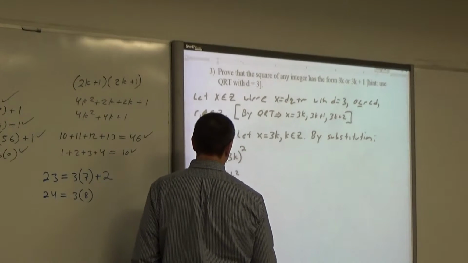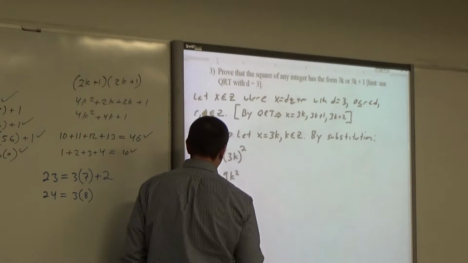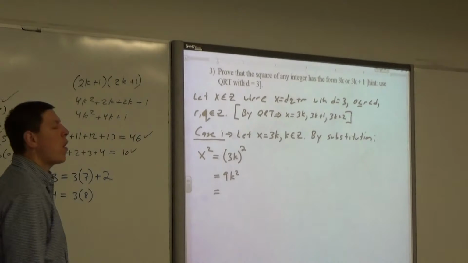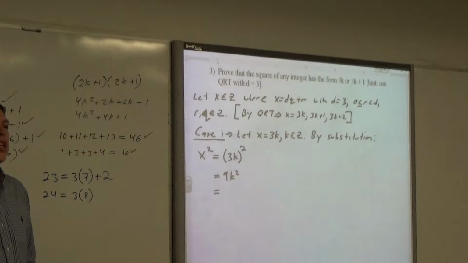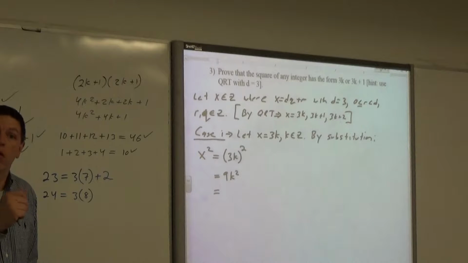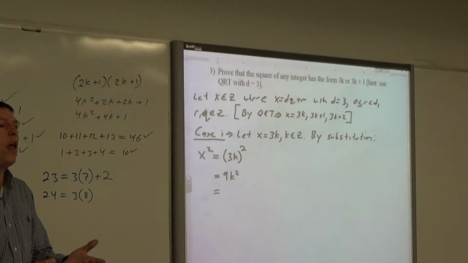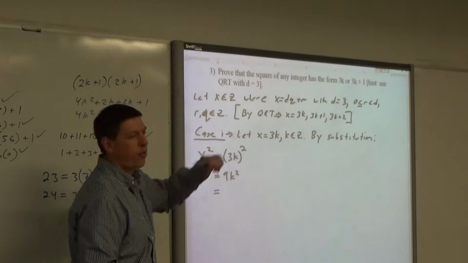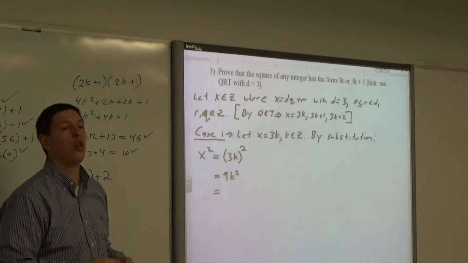Okay. And we'll write in the steps after we're done here. What are we trying to show that 9k squared is equal to? 3k, or 3k plus 1, right? One of the two forms. Doesn't it look like it's going to fit the form of 3k? Yeah. All right, so how do we make it look like 3k?